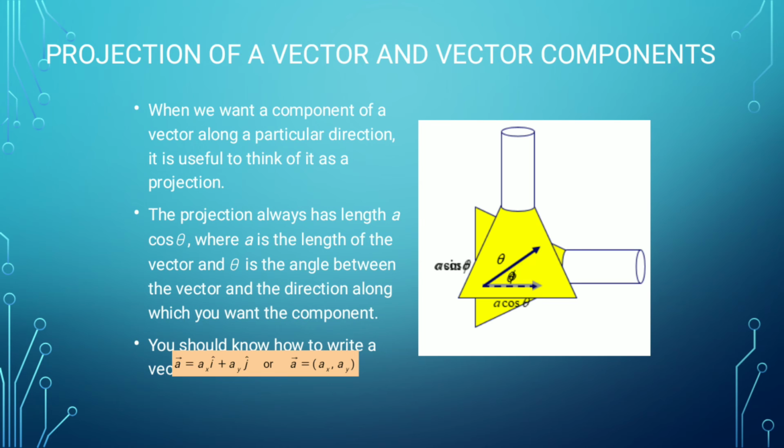See here, in the last slide itself I have explained how we can find out A cos theta and A sin theta. A is the length of the vector, where theta is the angle between the vector and the direction along which the component is moving, right? So this theta represents the angle between the vector as well as the direction along which the component is moving. See this expression, A vector is equal to AX i vector plus AY j vector.